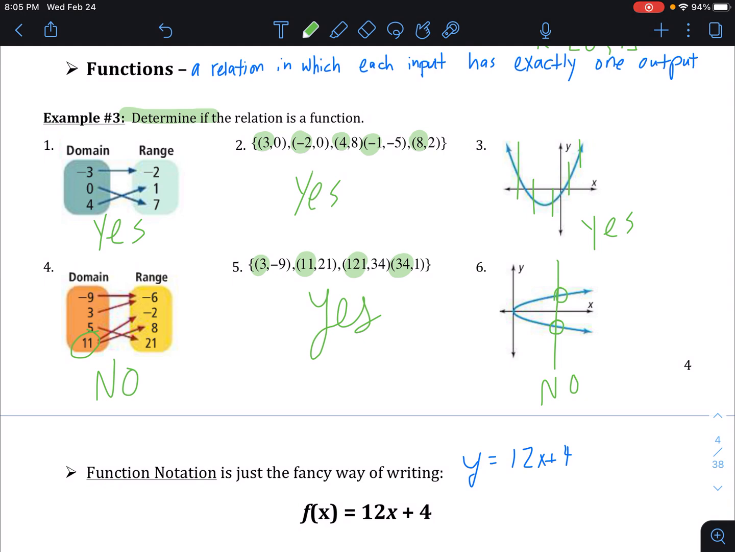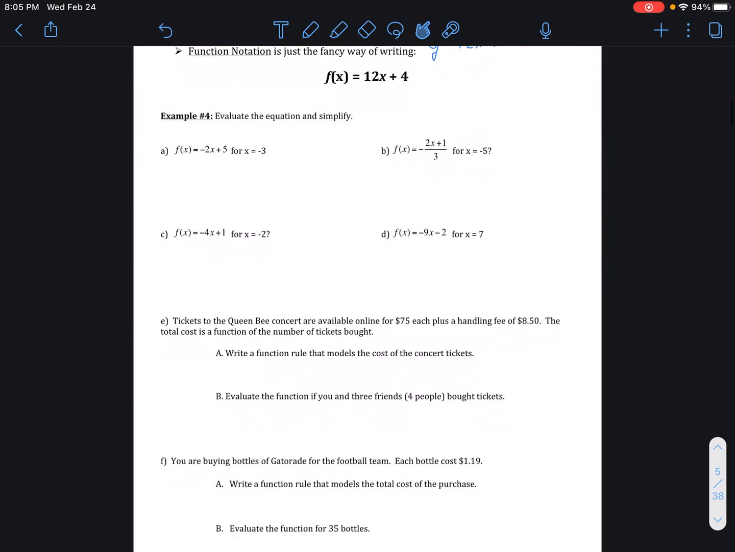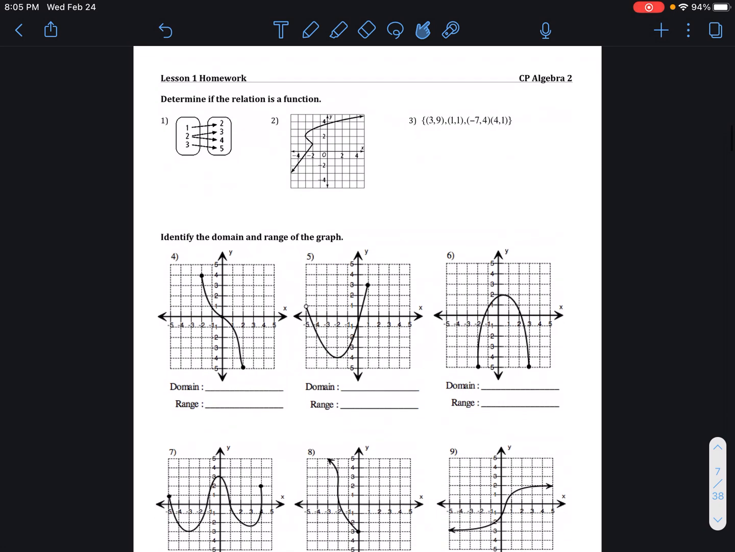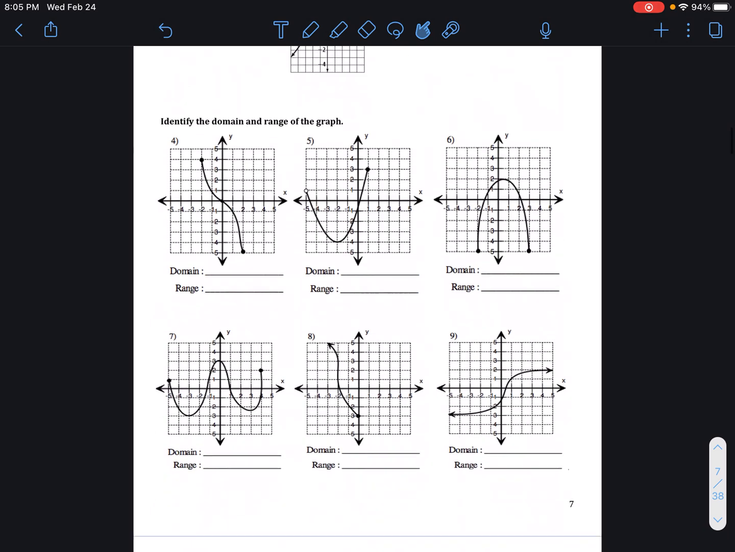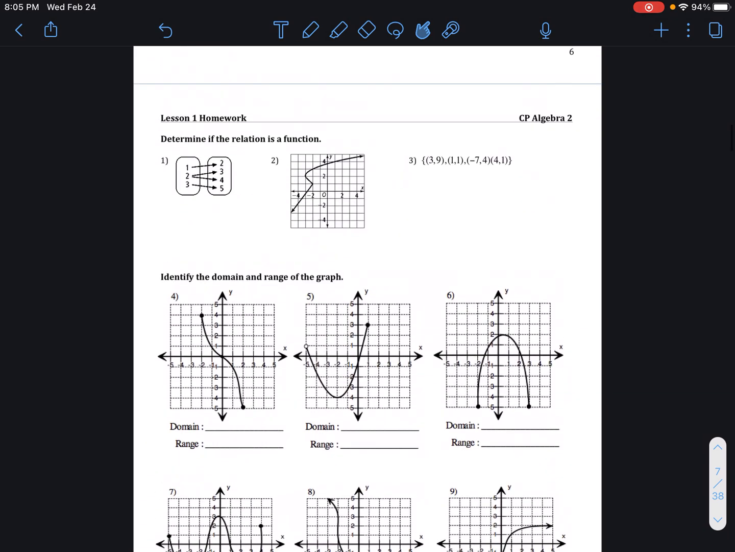Okay, guys, that concluded part 1 of lesson 1 of unit 2. At this point, we did a bunch of things today. If you take a look at the homework, you guys should be good to go for numbers 1 through 9. We covered everything for 1 through 9.